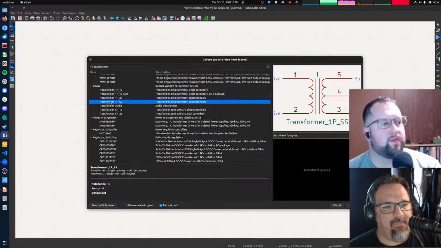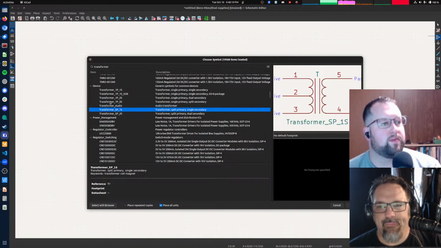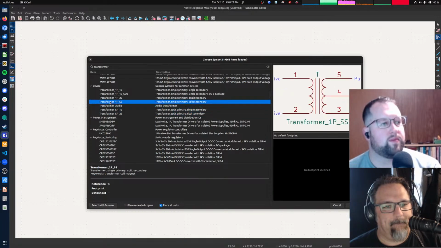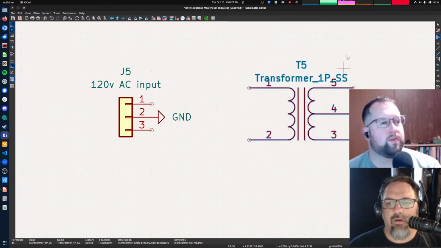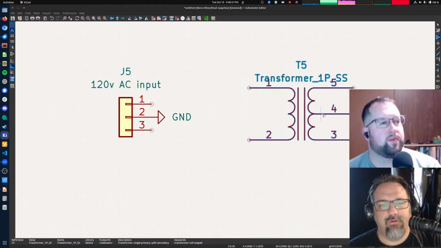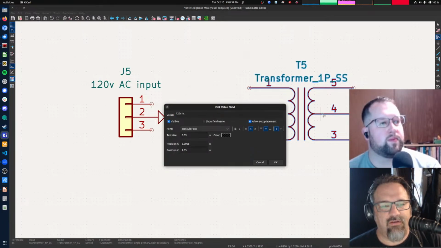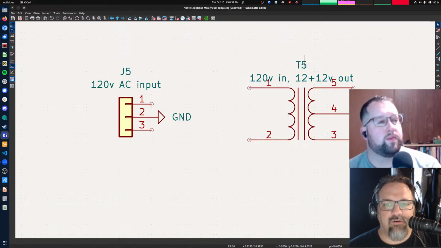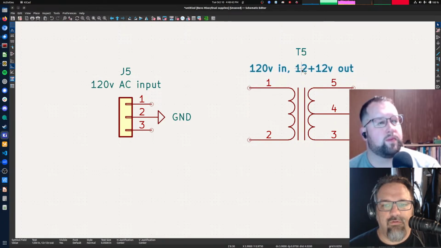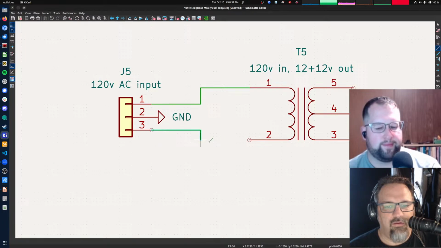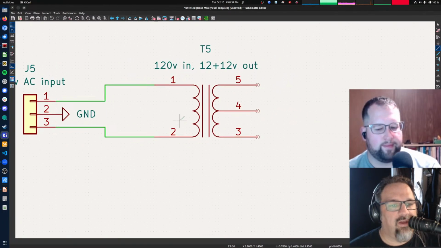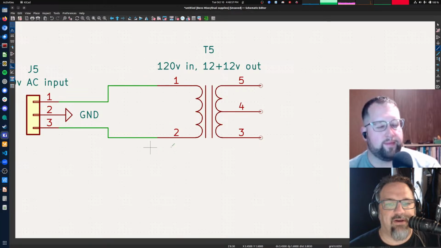With a center tap. Okay. That's our transformer. 120 volt in, 12 plus 12 volt out. So we are going to take our AC and connect it directly to the primary of our transformer. So we have 120 volts going across this power transformer.